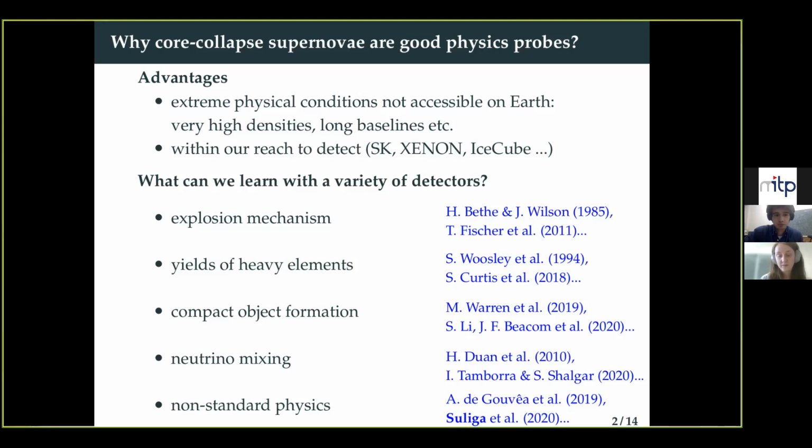This multi-channel detection can help us to understand some of the more astrophysical unknowns, like, for example, the explosion mechanism and also yields of heavy elements produced in the star, but also could possibly tell us something more about the compact object formation. In addition, this could also tell us something about the particle physics unknowns, like what is the neutrino flavor evolution in the dense environments, but possibly could also give us hints or ways to better constrain some of the non-standard physics scenarios.